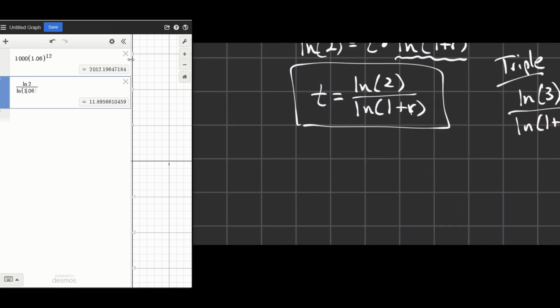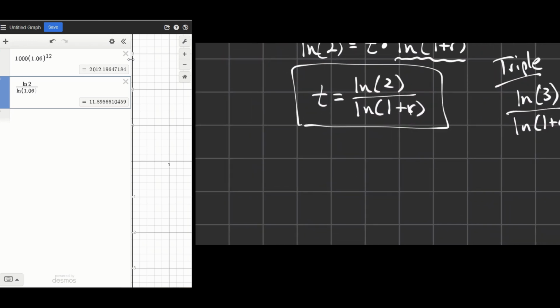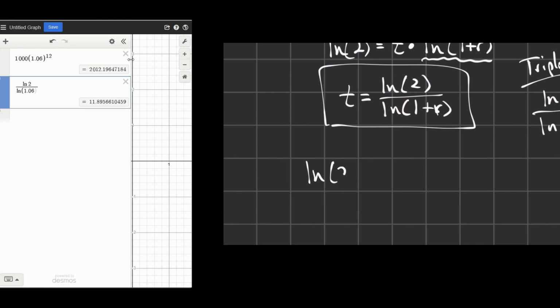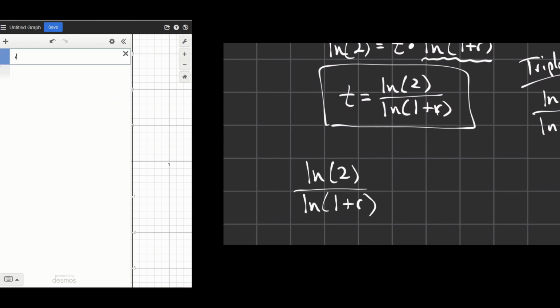All right, so that's cool, but that doesn't really tell us why this formula approximates with the rule of 72. So to figure that out, let's actually break this down a little bit. All right, so I'm going to take a look at the natural log of 2 here with my calculator. So you see the natural log of 2 is about 0.693147.